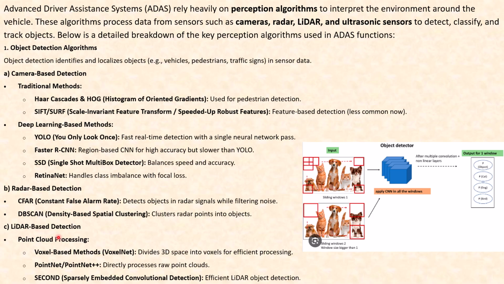And when it comes to lidar based detection, there is something called point cloud processing, and within point cloud processing there are methods like voxel based methods, PointNet++, and also SECOND, the acronym is sparsely embedded convolutional detection, for efficient lidar object detection. So always understand this: there is camera based detection, there is radar based detection and lidar based detection, and all these three are serving the same application, which is object detection algorithms.